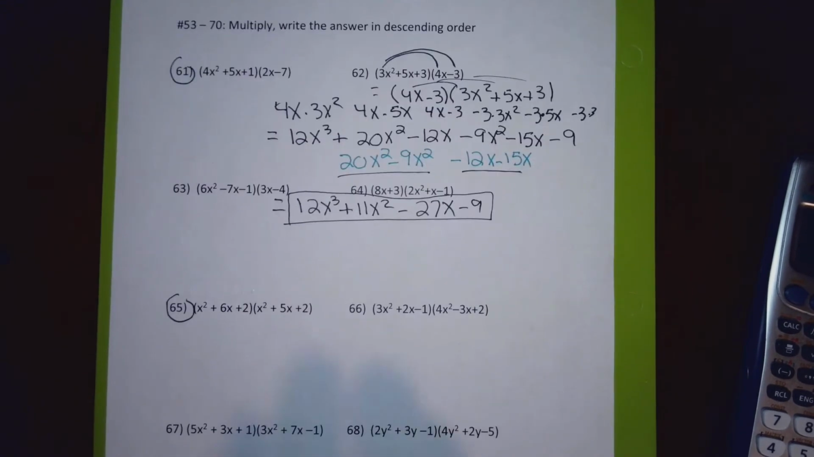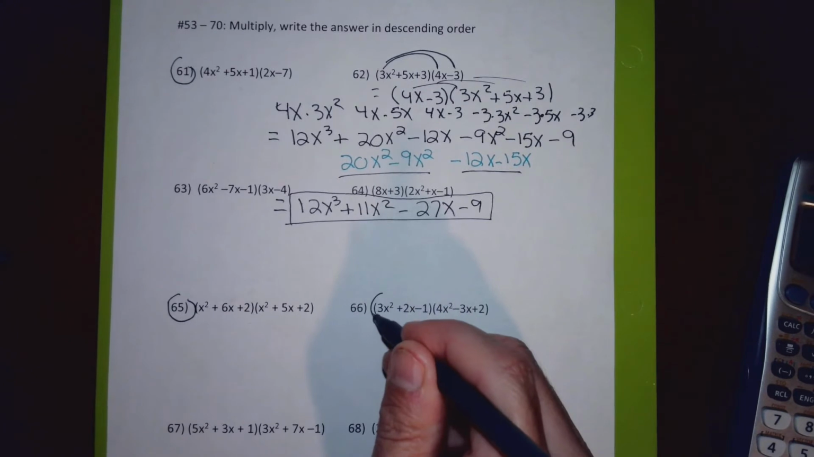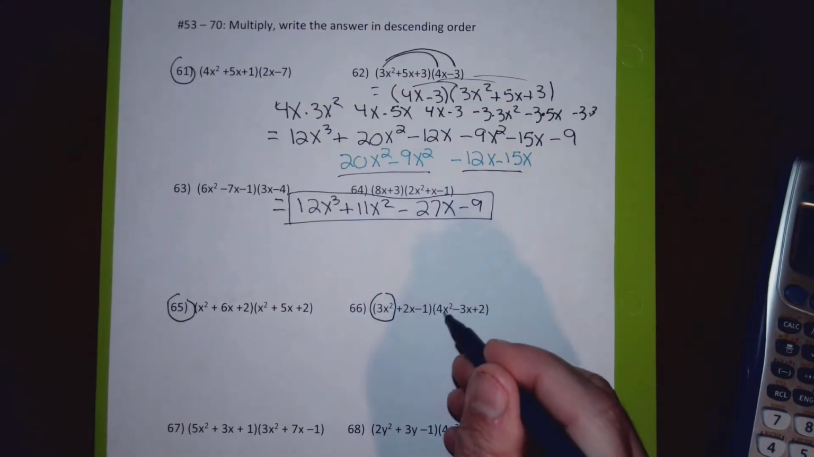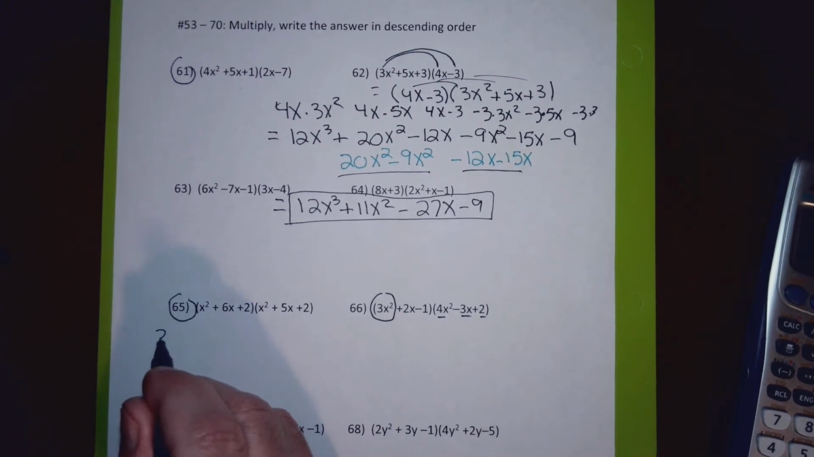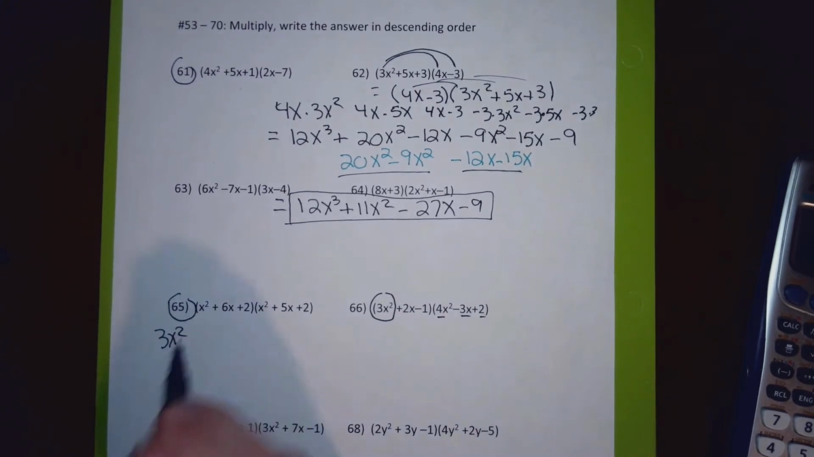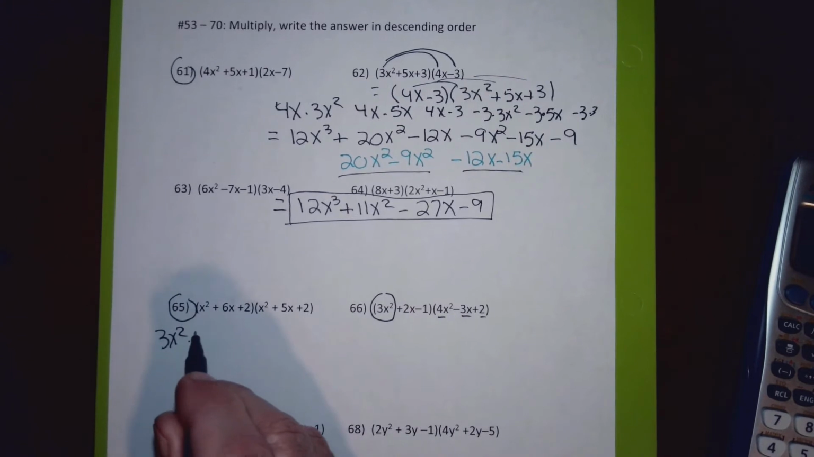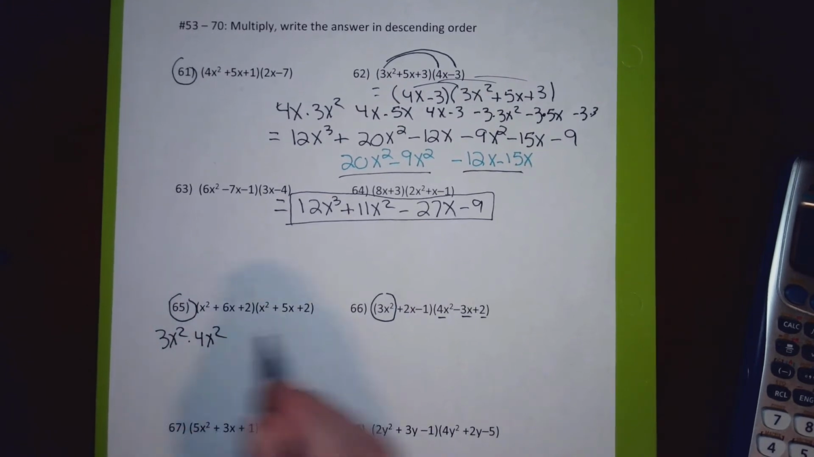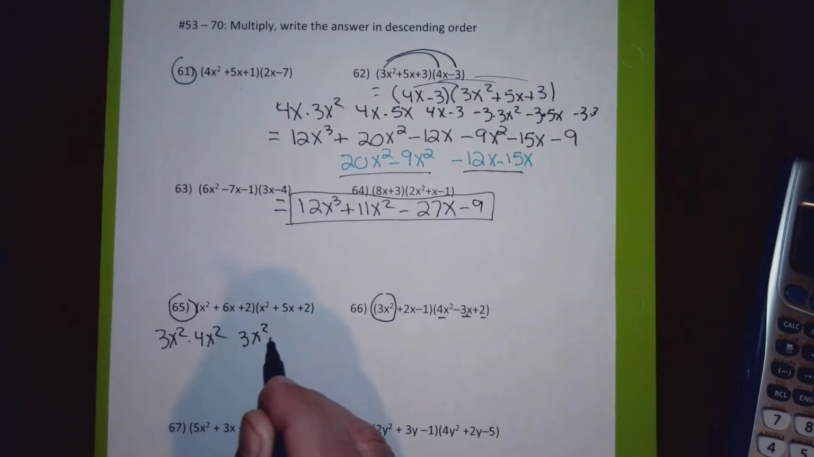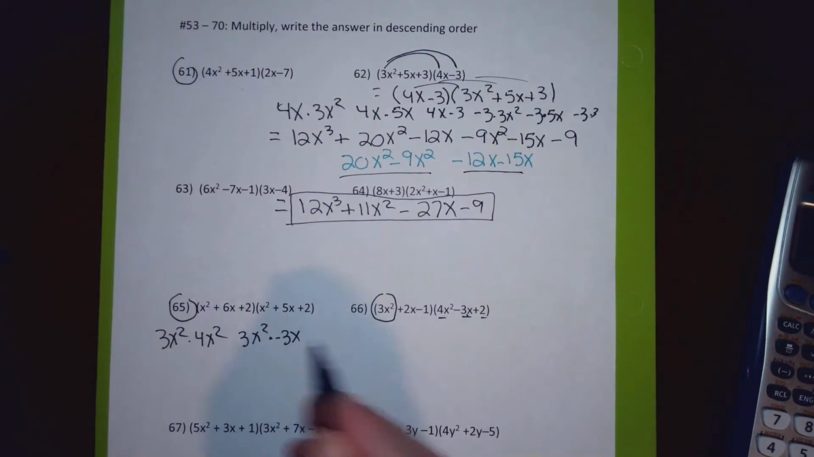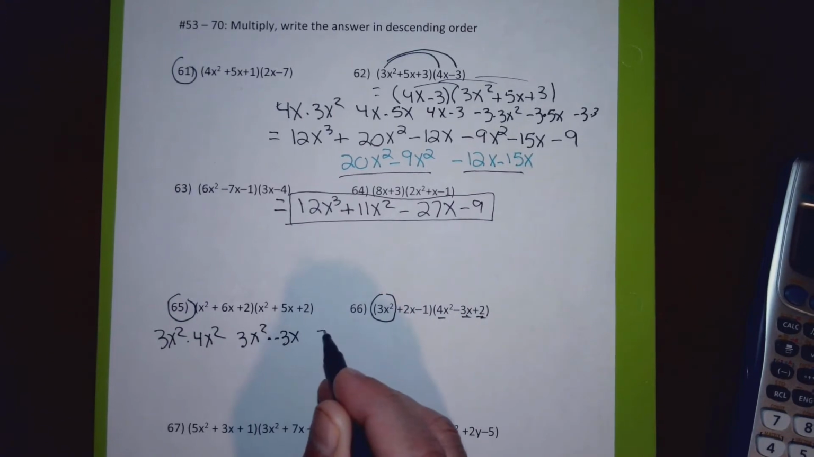These next problems are ridiculous. They're a trinomial times a trinomial. There's going to be 9 multiplications to do. So to do 62, I'm going to start off taking the 3x squared in the left parentheses and multiplying it by the 3 terms in the right parentheses. So I'm going to do 3x squared times 4x squared. I'm going to do 3x squared times minus 3x. I'm going to do 3x squared times 2.